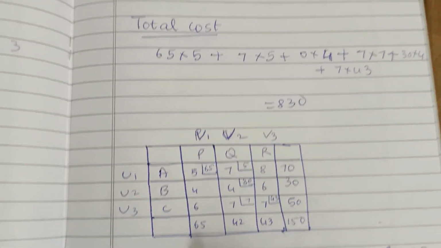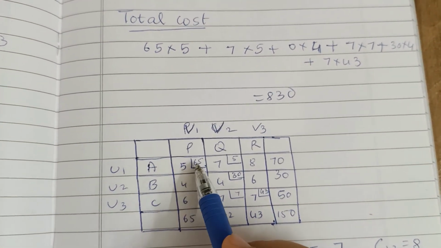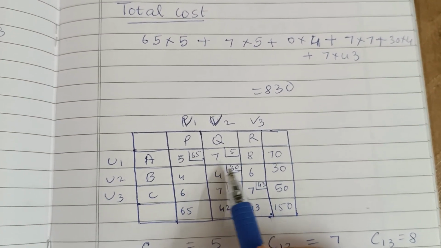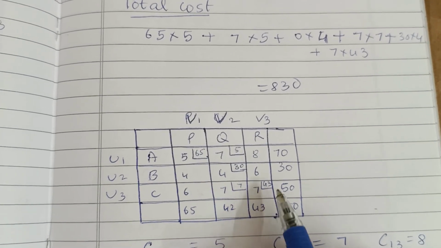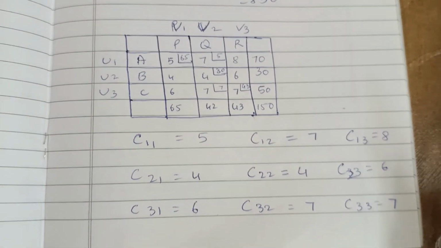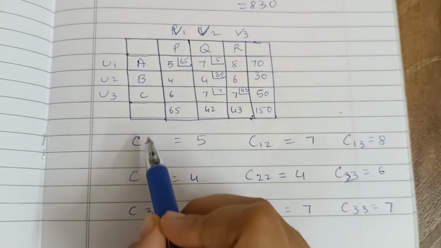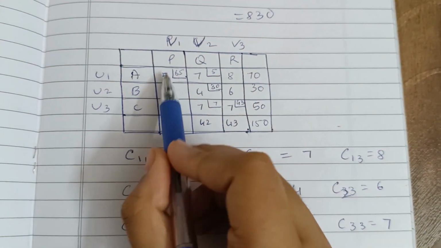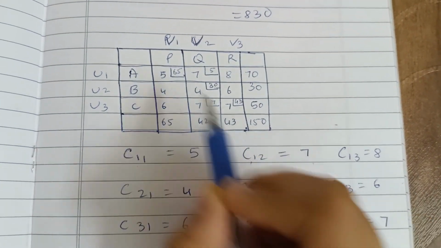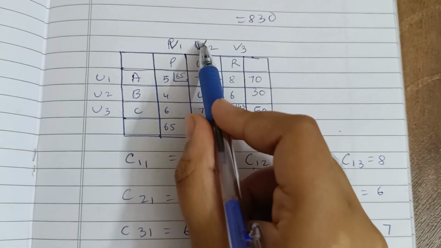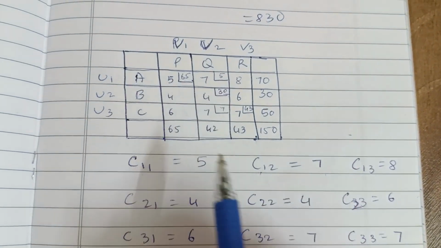Based on this, the total cost is calculated like 5 into 65, 7 into 5, 4 into 30, 7 into 7 and 7 into 43. Write down all the values of the elements. C11 is 5, which means the first row and first column is 5. C12 is 7, which means first row and second column is 7. Similarly, do for all the elements.